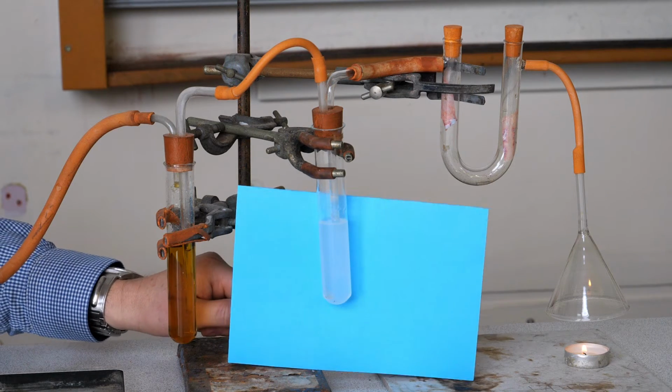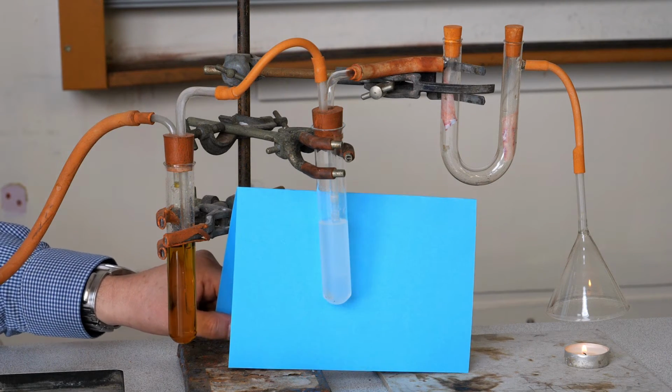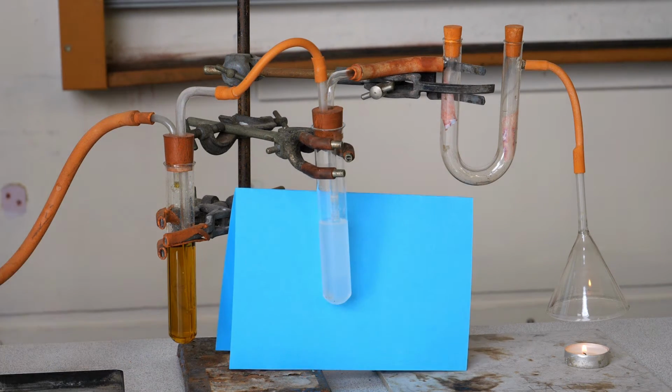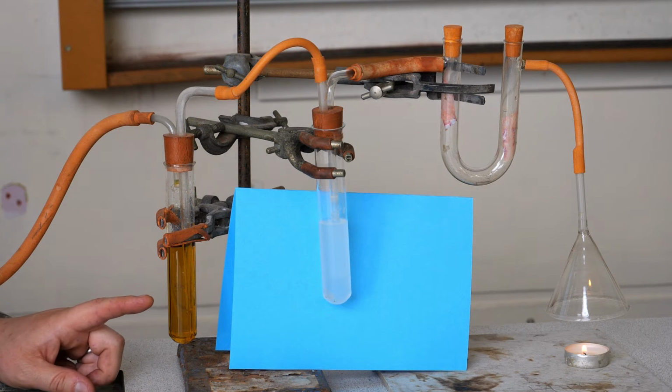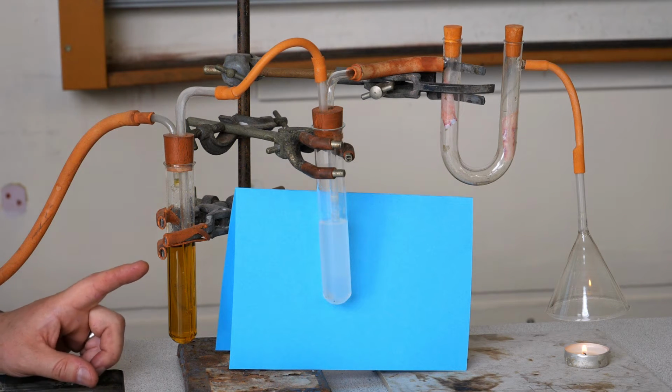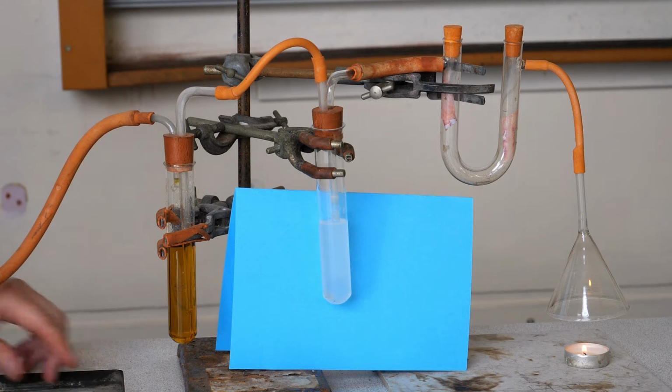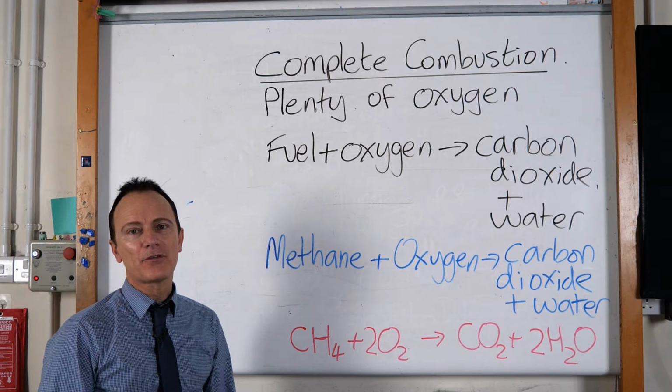I've put some blue card behind the lime water so you can now see it's turned cloudy or milky. That shows that carbon dioxide is being produced. And the universal indicator has gone an orangey yellow, so that's slightly acidic, so some sort of acidic gases are also being given off.